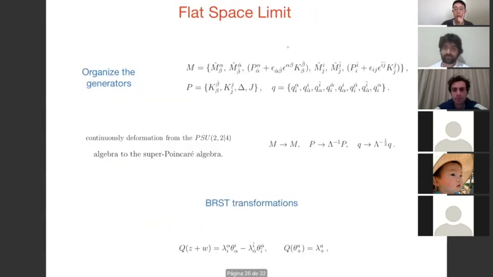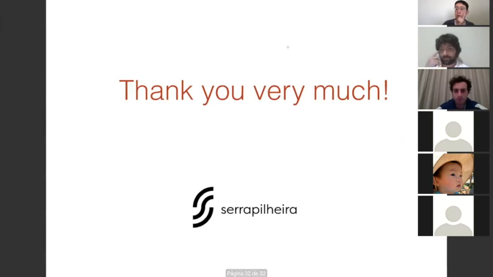Well, I have some questions. Can you think about the opposite limit? I guess your result is alpha prime exact. Then how about the tensionless limit? Yeah, you mean the limit where R goes to 0, right? Right.